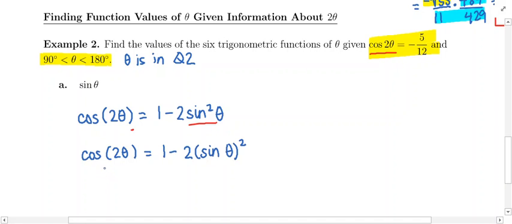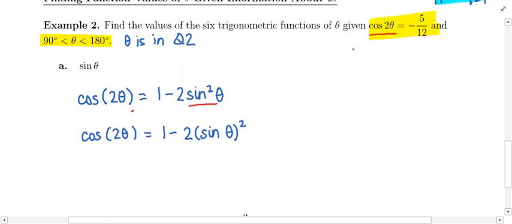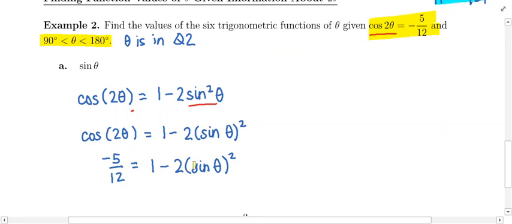We know that the cosine of 2 theta is equal to negative 5/12. So we can go ahead and plug that in on the left side. So negative 5/12 has to equal 1 minus 2 times the sine of theta squared. And this is an equation that has one unknown. We're looking for the sine of theta. We're going to be able to get it by just solving the equation for the sine of theta.